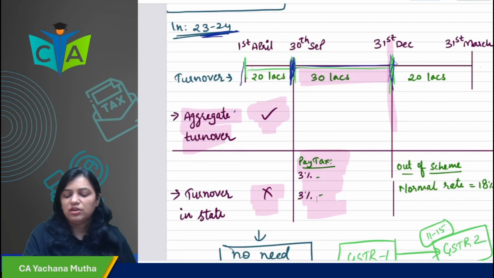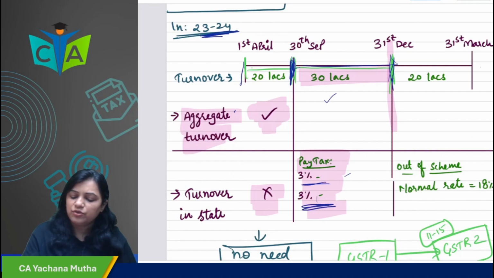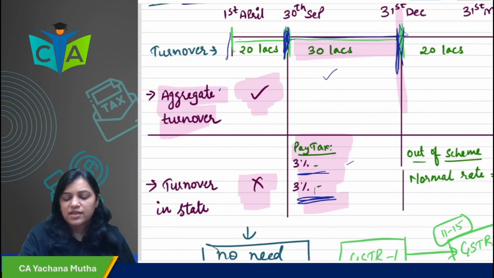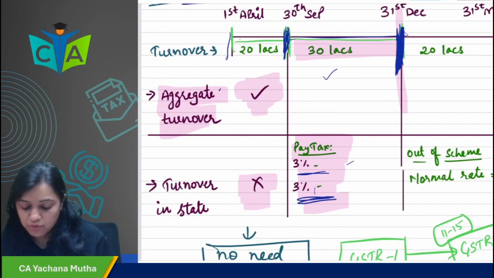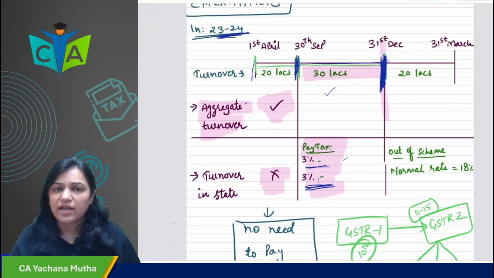tax at 3%. So it will be included in your aggregate turnover as well as in turnover in the state or union territory, and you will pay tax at the rate of 3%. As soon as your aggregate turnover reaches 50 lakhs, after that you will be out of the scheme, and then you will have to pay tax under normal rates.